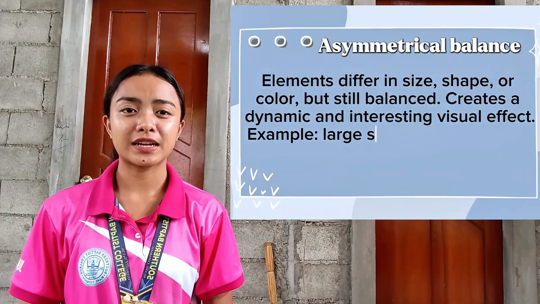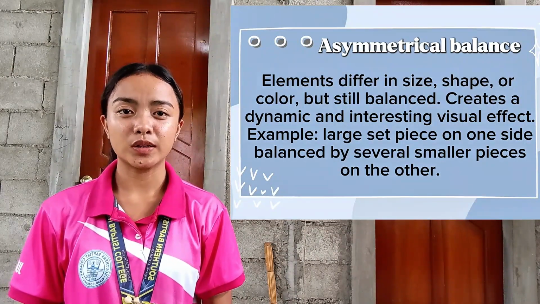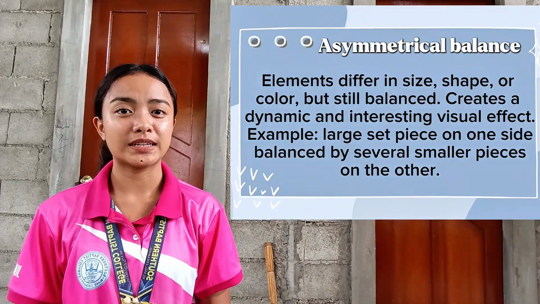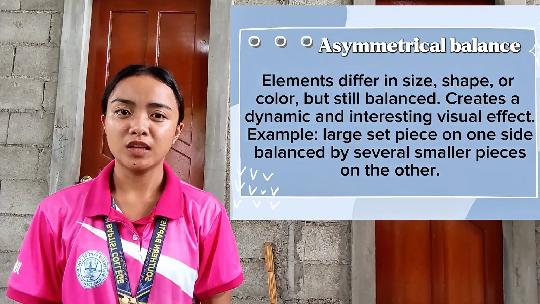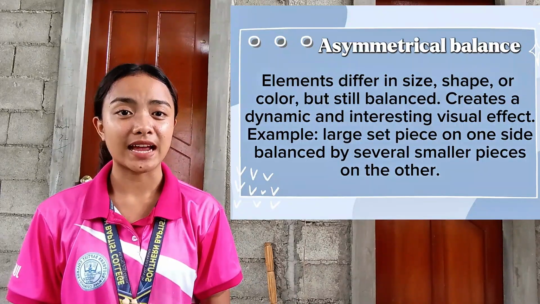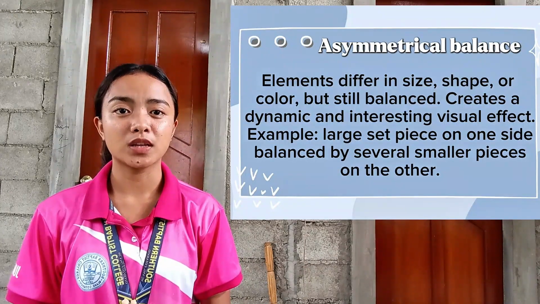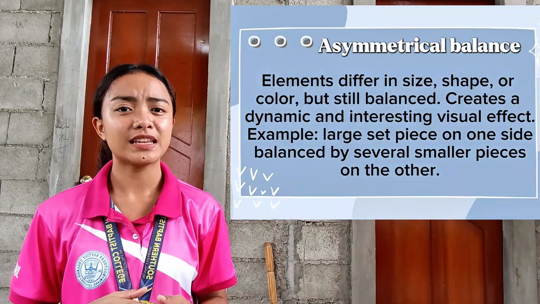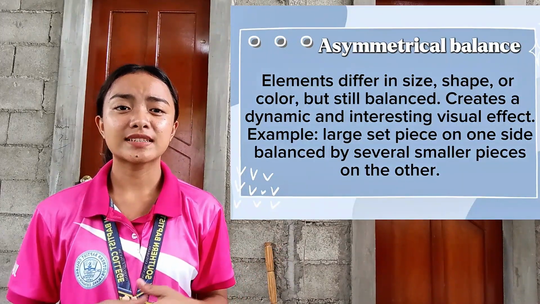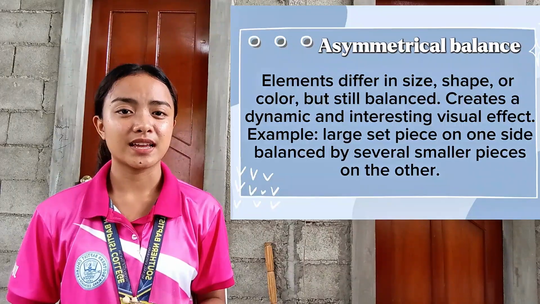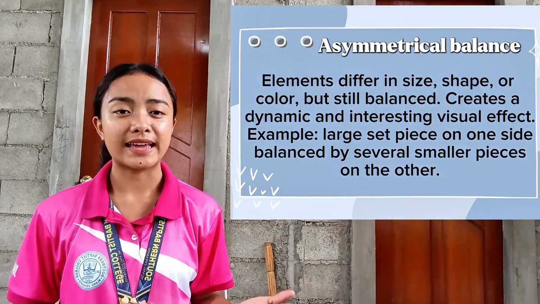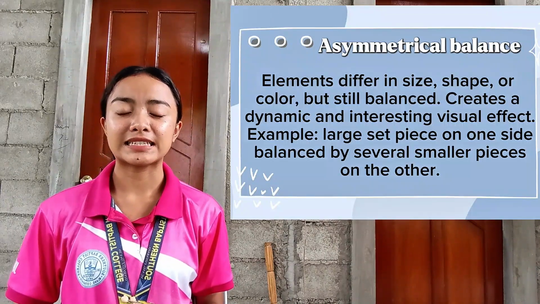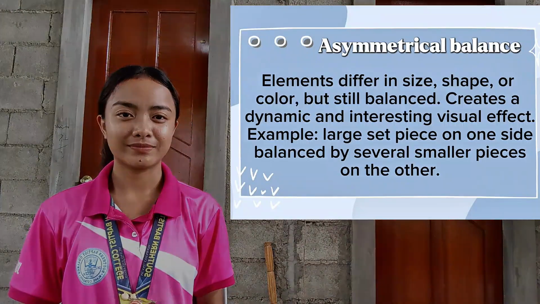So elements differ in size, shape, or color but still balance. Creates a dynamic and interesting visual effect. Example, large set piece on one side balanced by several smaller pieces on the other. So asymmetrical balance doesn't mean everything is the same. Instead, the designer arranges different elements like a big set on one side and smaller props on the other to make the stage visually exciting but still balanced.